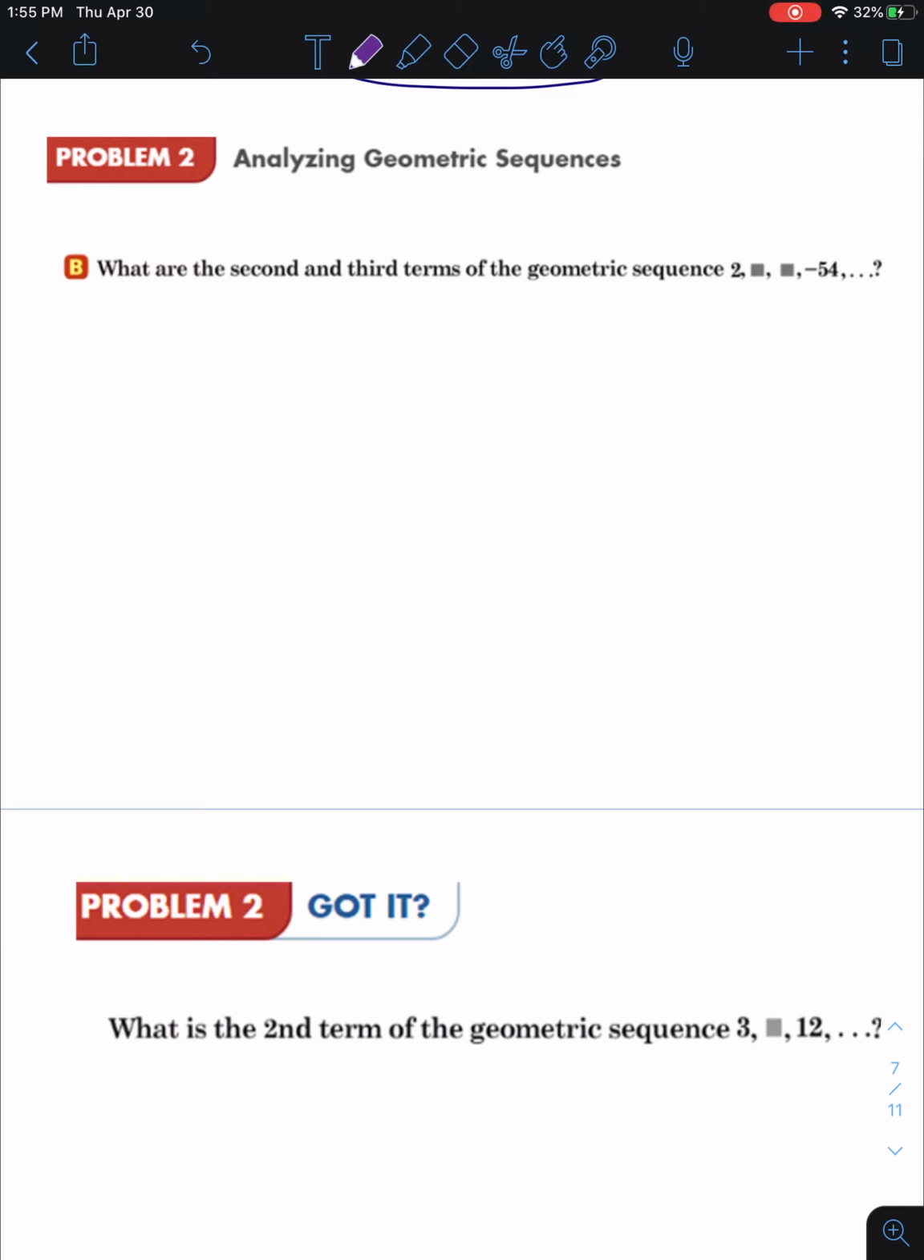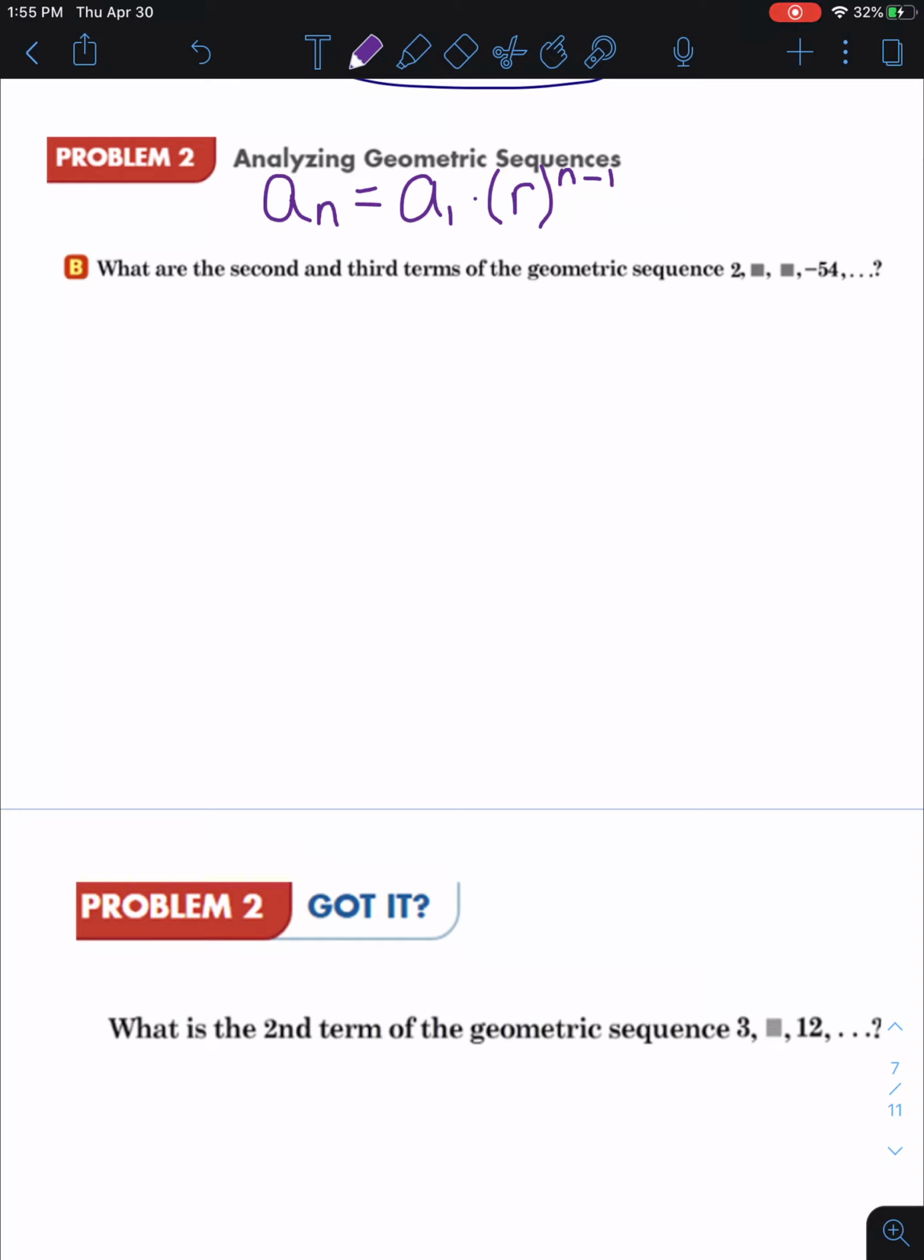The formula for the geometric sequence was a sub n. I'm going to write it down here. a sub n equals a sub 1, the first term, times, I'm going to go ahead and put it in parentheses, the ratio to the n minus 1 power. And that's the formula that we're going to be using as we take a look at this.